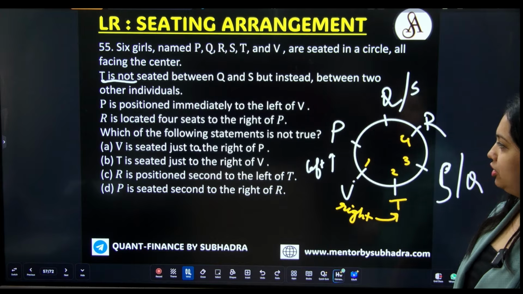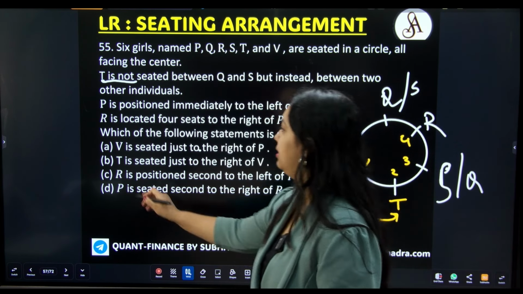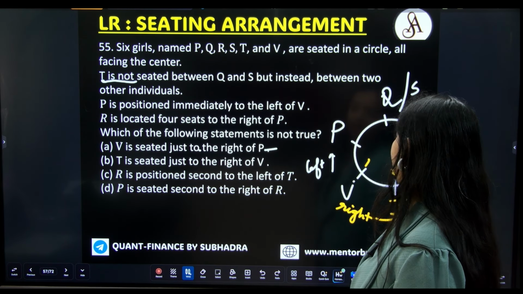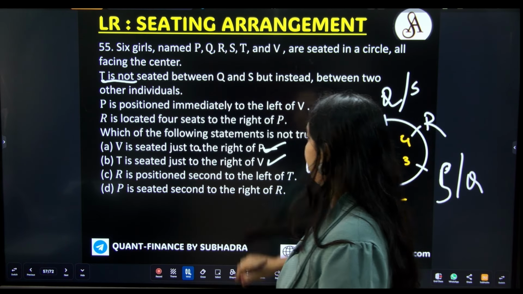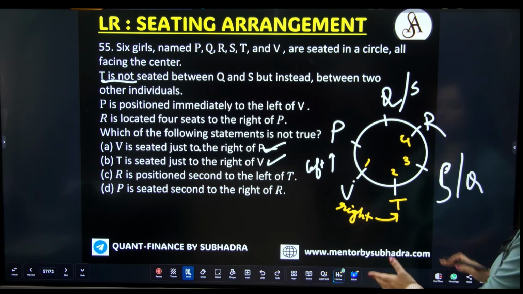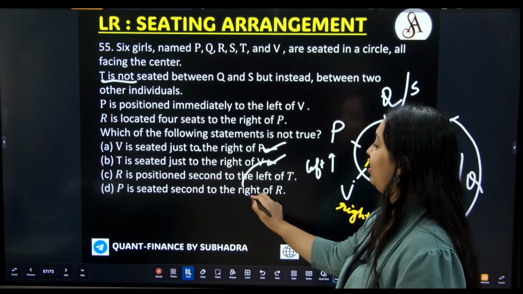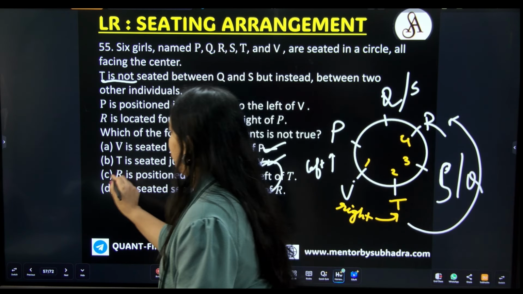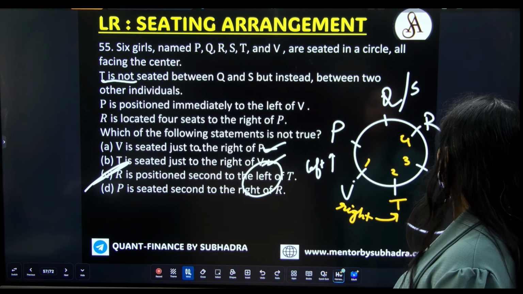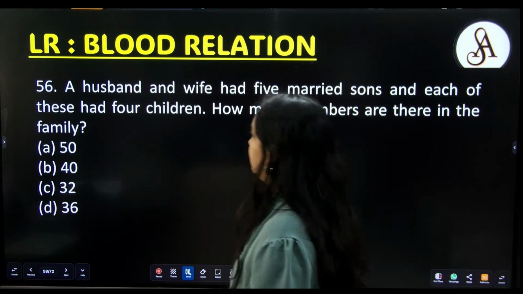Which of the following statements is not true? V is seated to the right side of P. This is correct. It is right side. Next, T is sitting to the right side of V. Even this is correct. Next, R is positioned second to the left of T. I don't know. This is right side. They have told left side. So, what is wrong from the options is option C. Next, P is sitting second to the right side of R. Yes, even this is also right side. That is also correct. So, option C is the wrong one.